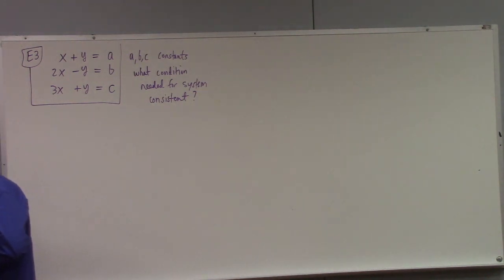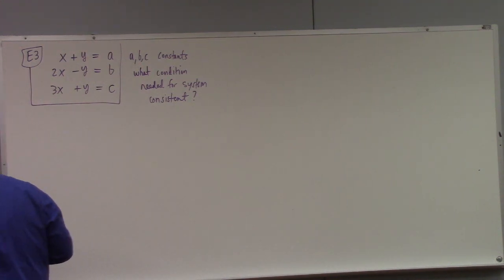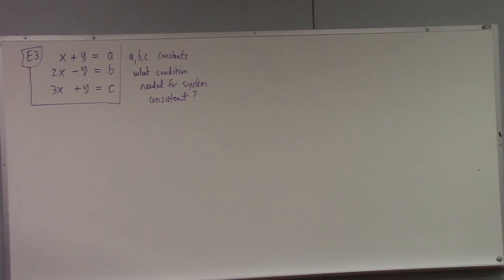And of course, you guys could tell me, for instance, I know one choice that'll make it work: a, b, c all 0. If a, b, and c are all 0, this is a homogeneous system. Any homogeneous system automatically has the 0 solution, so yay, we're done. But that's not the question. The question is, what are all the possible ways a, b, and c could conspire in order to make this a consistent system?